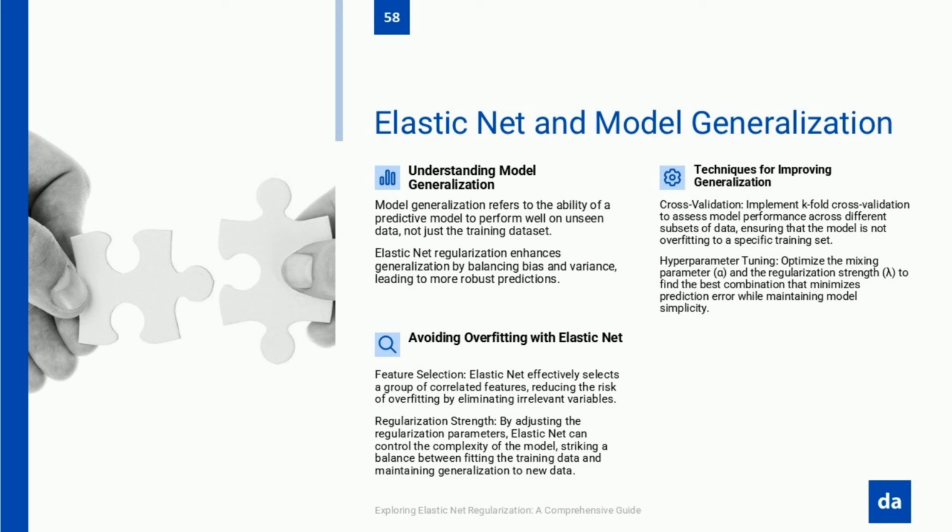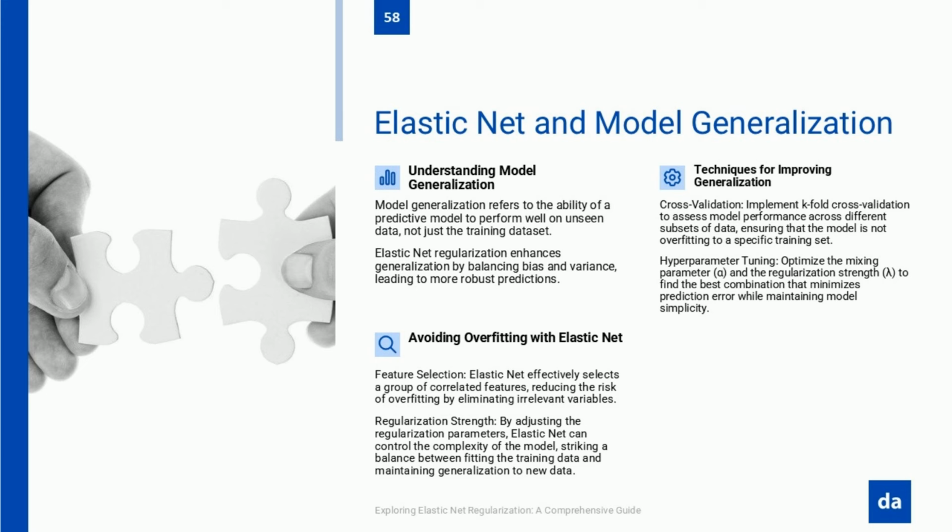Feature selection plays a crucial role in generalization. A model with too many irrelevant variables can easily overfit, while a model with too few features might miss important signals. Elastic Net allows correlated features to stay in the model rather than forcing an arbitrary selection, which improves robustness and ensures that key relationships aren't lost.